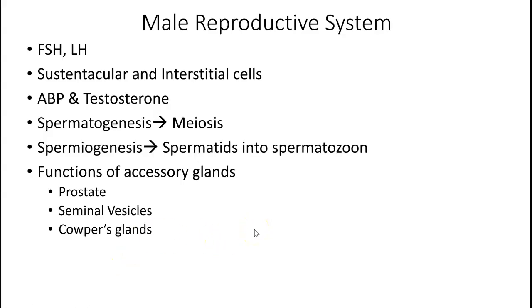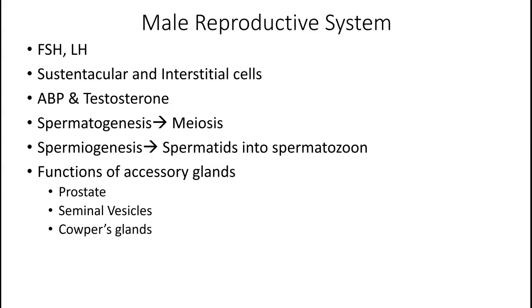Then we got into the male reproductive system. We talked about spermatogenesis and that meiosis, and spermiogenesis, those spermatids forming into those mature spermatozoa. We also brought in our hormones. So we talked about FSH and LH. We also talked about those different cells, the sustentacular and interstitial cells.